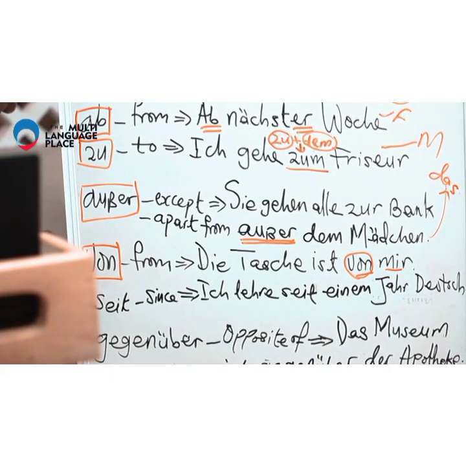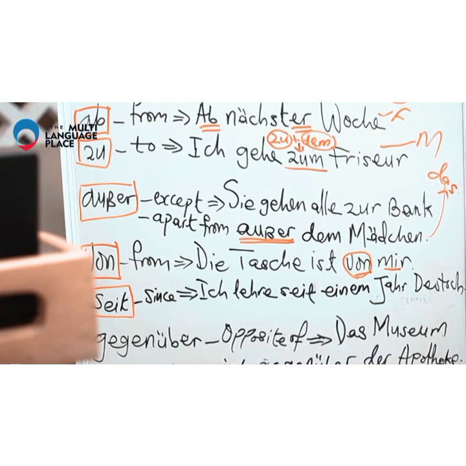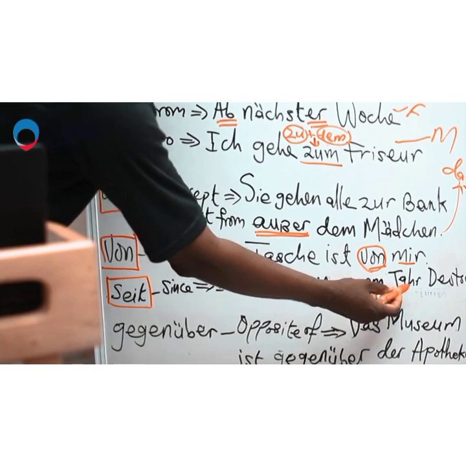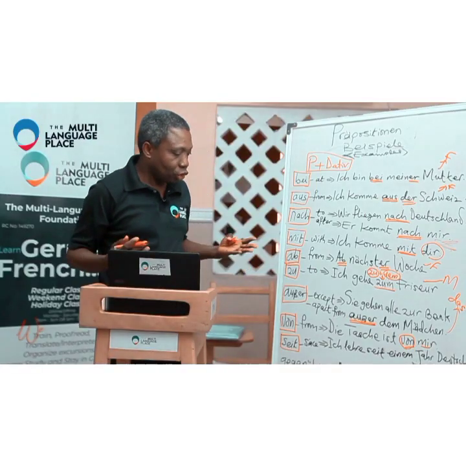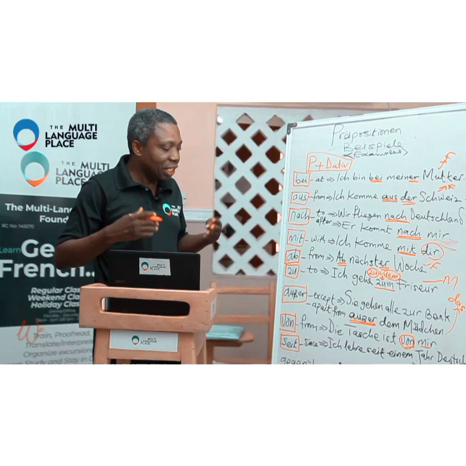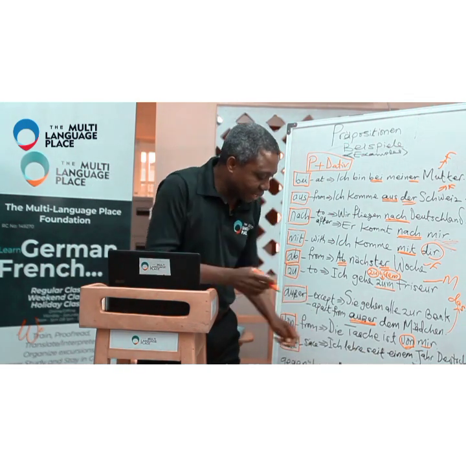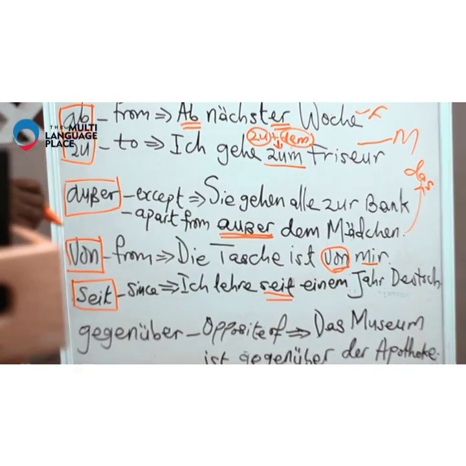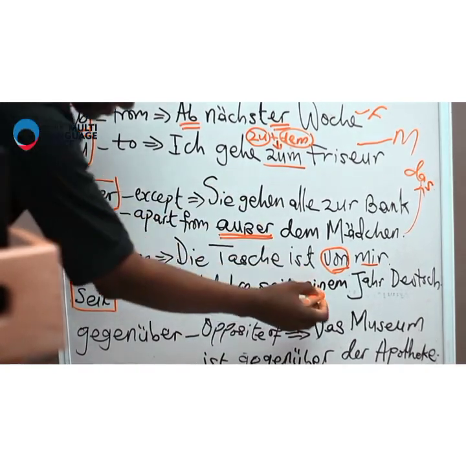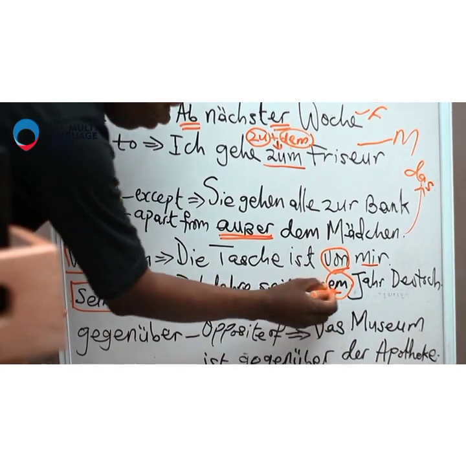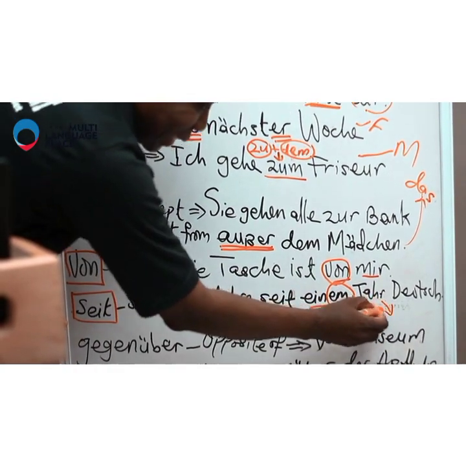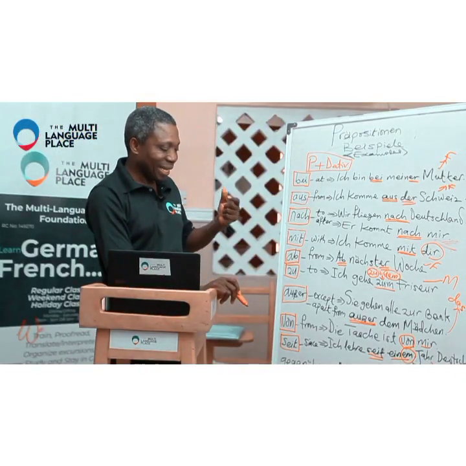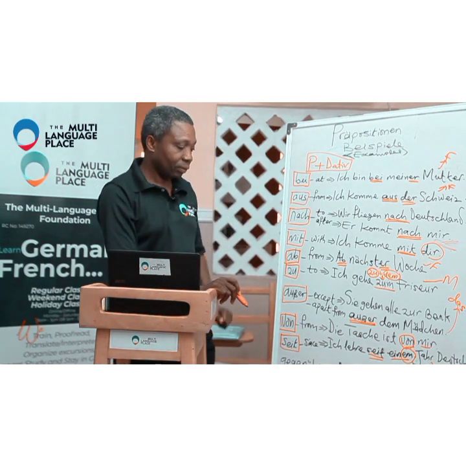Then we'll come to the next one, seit. Seit means since. Ich lehre seit einem Jahr Deutsch. I teach German since one year. Ich lehre seit, but remember, this is what we are looking for, the preposition. And once you use this one, the next thing that comes must carry em. Why? Because of the gender of Jahr. So we have ich lehre seit einem Jahr Deutsch.